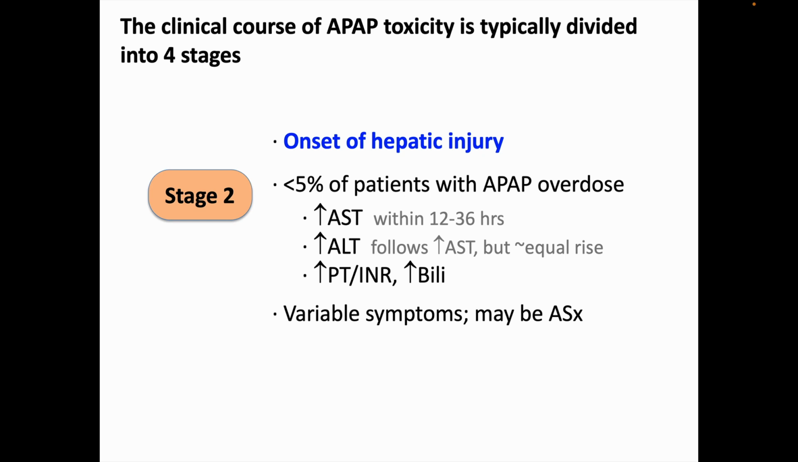Other signs of liver injury will include an increase in the prothrombin time, international normalized ratio, and the bilirubin level. So we can start to see these laboratory signs of liver injury, but the symptoms experienced by the patient are variable in stage 2. In some patients, they may have been symptomatic with nausea and vomiting initially in stage 1, but are now feeling okay, even though the acetaminophen is beginning to exert toxic effects.